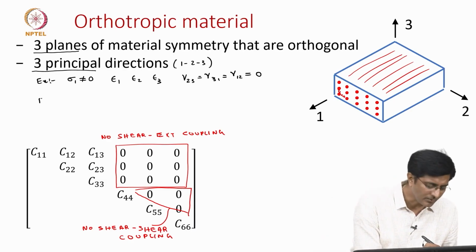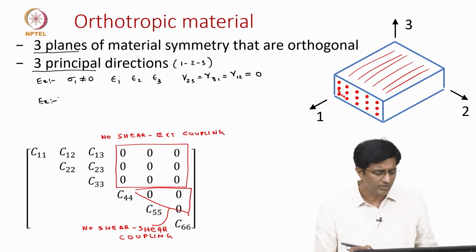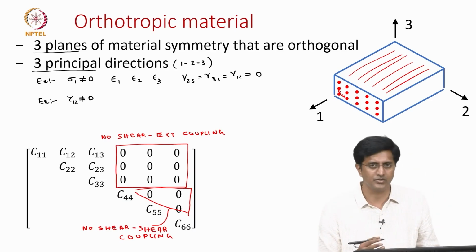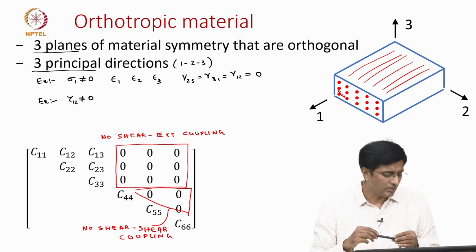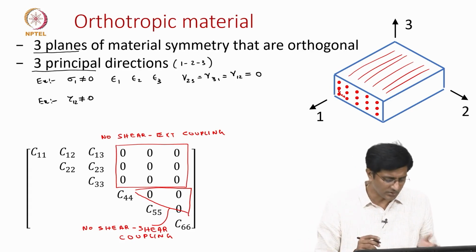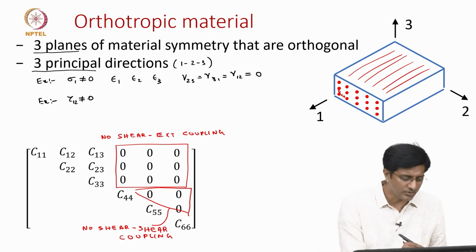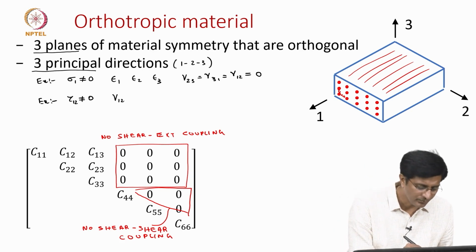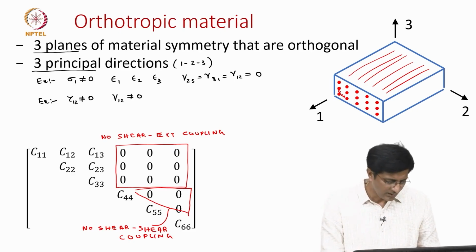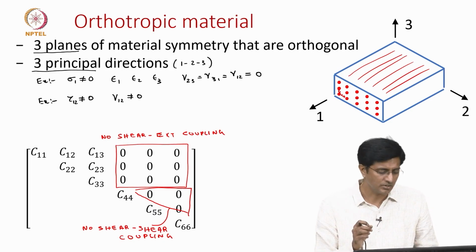Similarly, consider another example or an experiment, where the only non-zero stress applied is tau 12 and the rest are all 0. Which means there is only one component of shear applied. So, if we apply a shear, what are the corresponding strains? We notice that except for gamma 12, which will be non-zero, all other strains go to 0. This is because, again, there is no shear coupling. Since there is no shear coupling, all other shear strains go to 0.